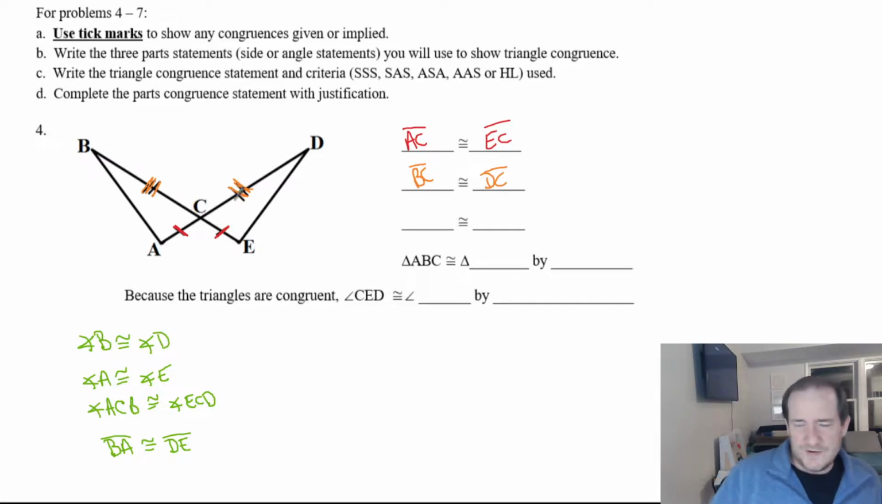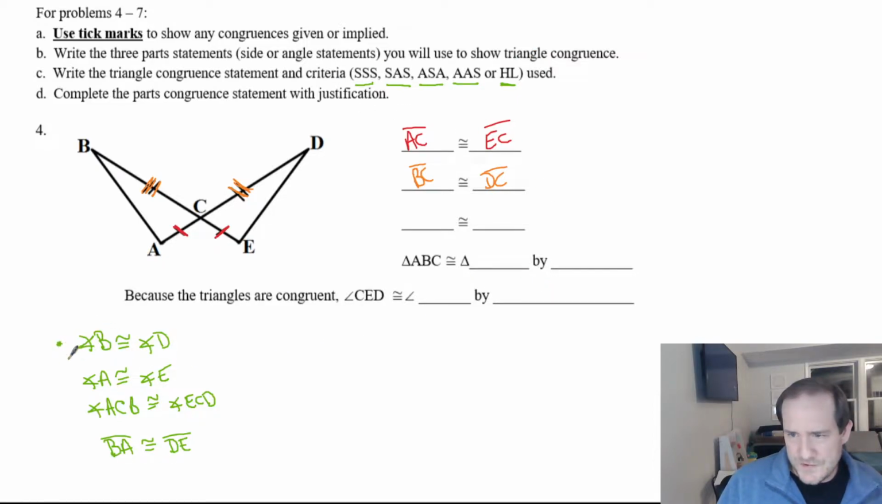So every triangle has 6 pairs of parts, and I'm usually going to give you 2, and then you have to find a third. And all it ever takes is 3. Once you can find 3 pairs of congruent parts, you usually can prove that the triangles are congruent using one of our rules, either side-side-side, side-angle-side, angle-side-angle, angle-angle-side, or hypotenuse-leg. One of those things ought to work.